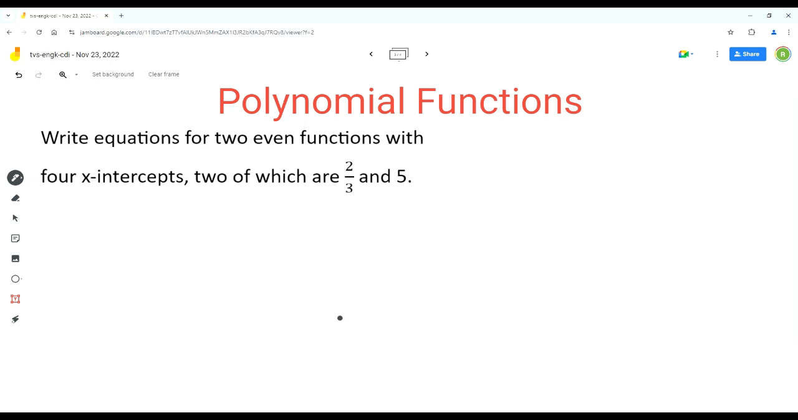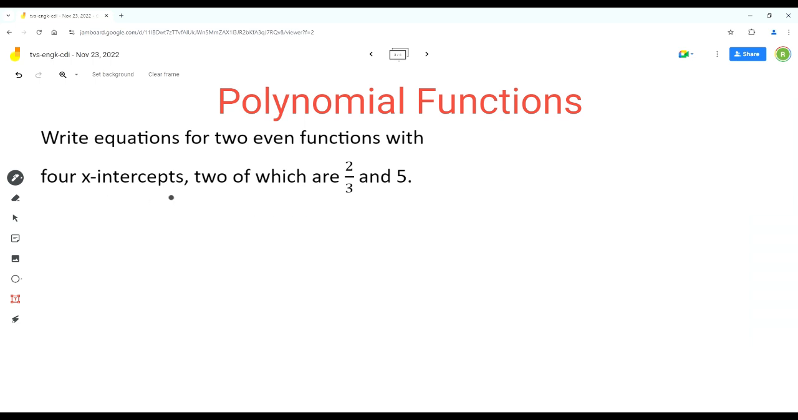So in this video, we'll solve this problem using the concepts of polynomial functions. As per the problem, write equations for two even functions with 4 x-intercepts, two of which are 2 over 3 and 5. We are given that the polynomial function is an even function and has 4 x-intercepts.